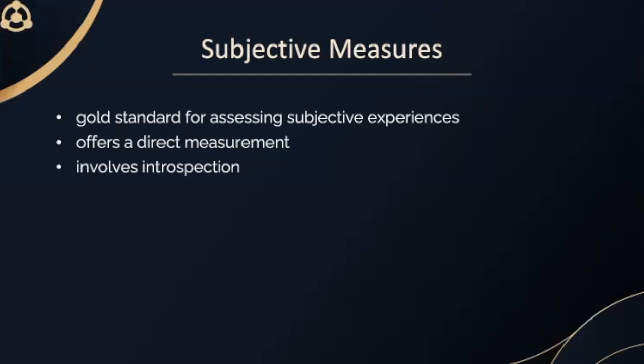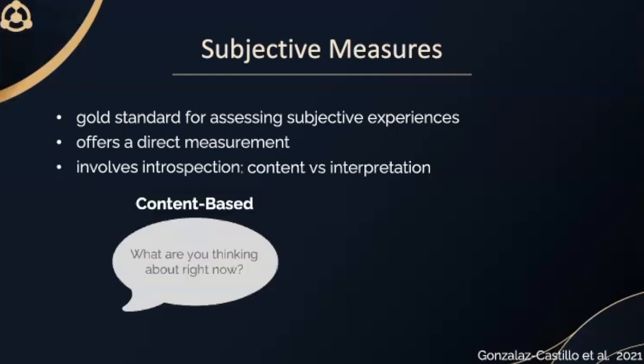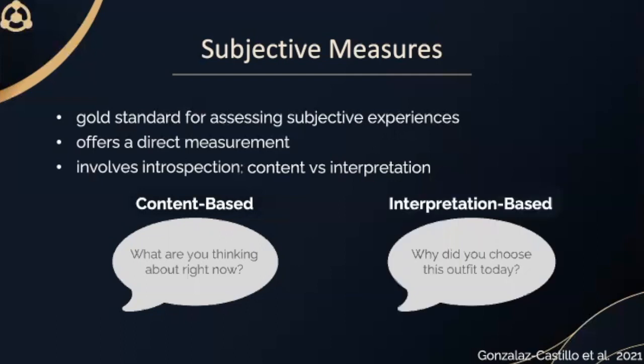An important distinction that highlights the validity of subjective measures lies in content-based introspection versus interpretation-based introspection. Content-based introspection involves simply gaining access to the content of one's subjective experience. For example, if I ask you, what are you thinking about right now? We're generally quite capable of doing that accurately. In contrast, interpretation-based introspection involves speculating about the reasons for our actions, which is less corroborated by empirical evidence.